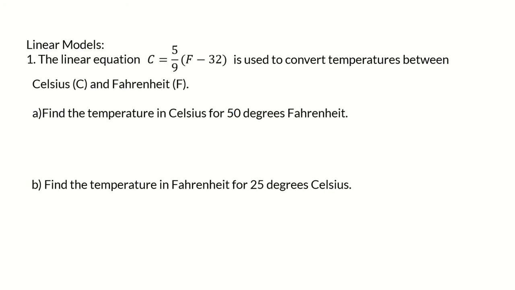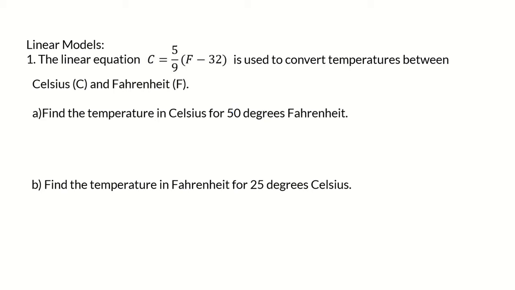We can use linear models for many different situations, and one common situation is conversions. For example, the linear equation C equals 5/9 times (F minus 32) is used to convert temperatures between Celsius, C, and Fahrenheit, F. So using this equation, let's find the temperature in Celsius for 50 degrees Fahrenheit.